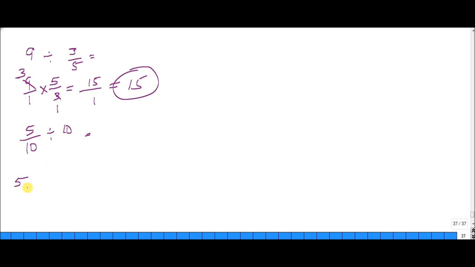We have 5/10 multiplied now by what? 1 over 10. 5 into itself one time and 5 into 10 two times. 1 times 1 and 10 times 2, 20. Answer 1/20.